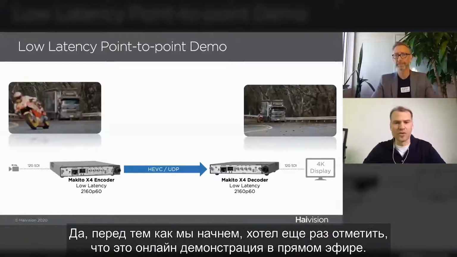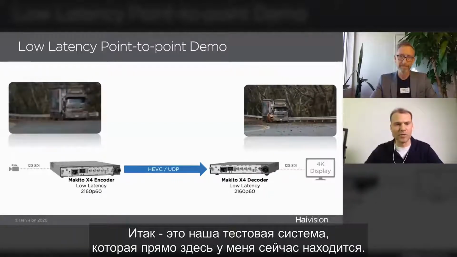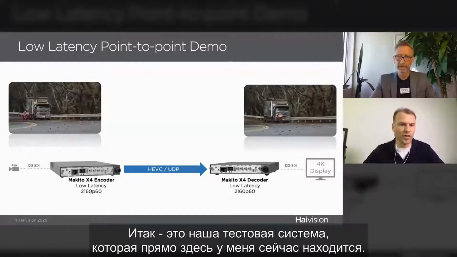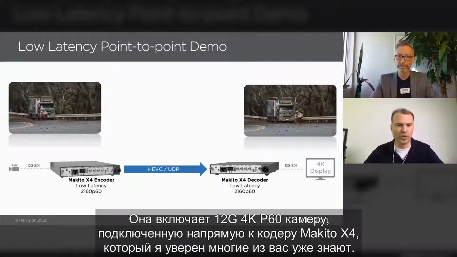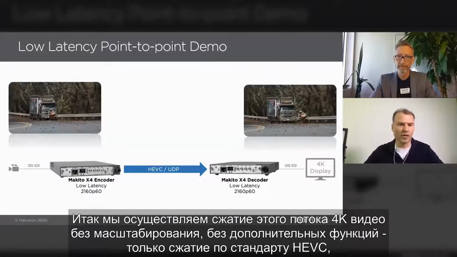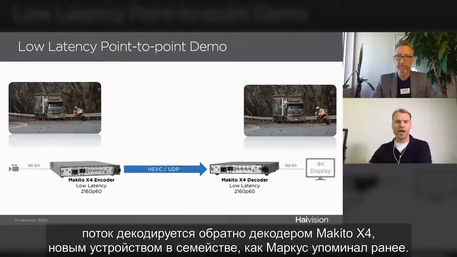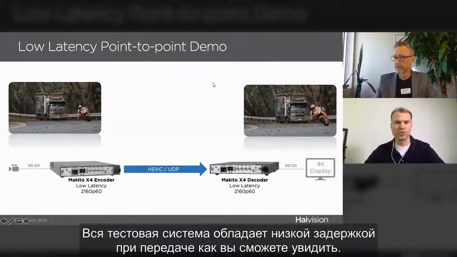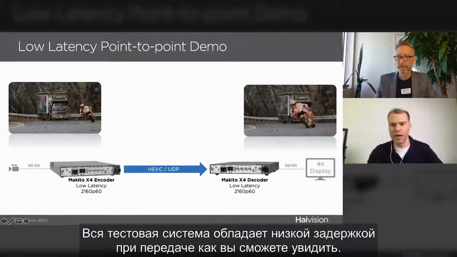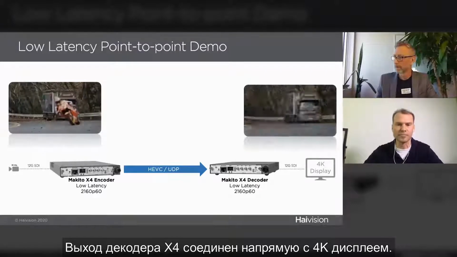Yeah, so to prefix the live demo, the setup that I have with me right now is basically a 12G 4K UHD P60 camera plugged directly into an X4 encoder that I'm sure many of you know already. So we're compressing that 4K, no scaling, no nothing, just compression over HEVC with a standard MPEG transport stream over the local network here. And then it's decoded back by the new addition to the family, as Marcus was mentioning before, the X4 decoder. So the whole setup is low latency. I'll show you. And then the output of the X4 decoder is connected directly into a 4K display. Let me stop sharing.